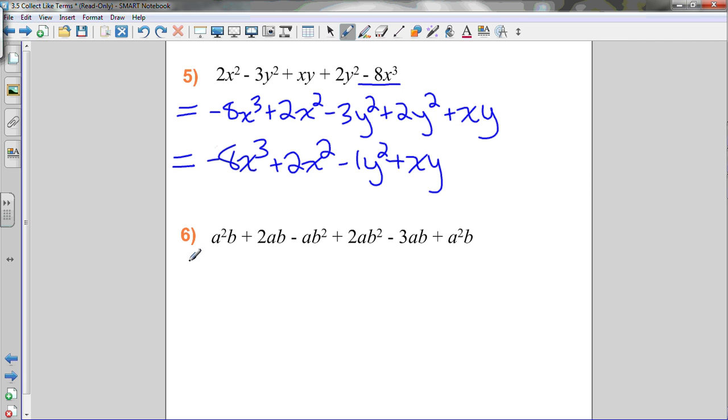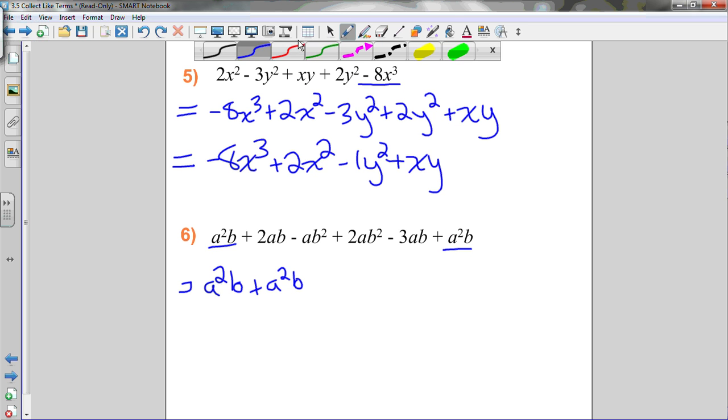Let's do the next one. So we'll start with the highest degree term. This term here is a degree 3, so we'll start with that one. I have an a squared b. Are there any other terms that have an a squared b? This one right here. Here's another a squared b. So I have to add another a squared b. I'll put those together. Those are like terms.